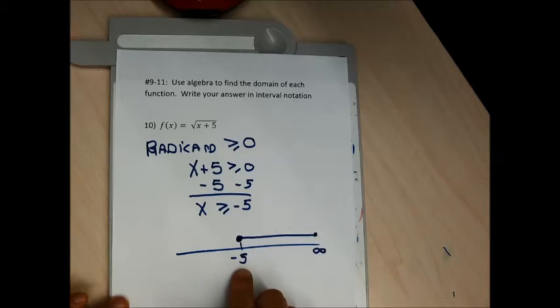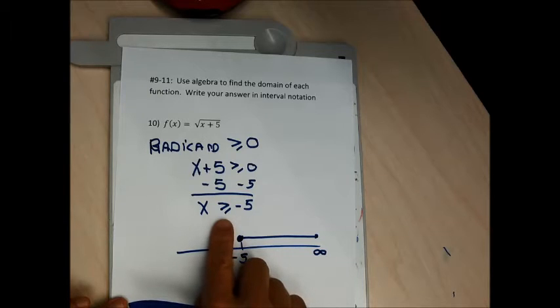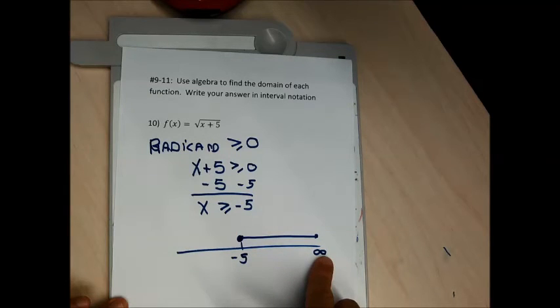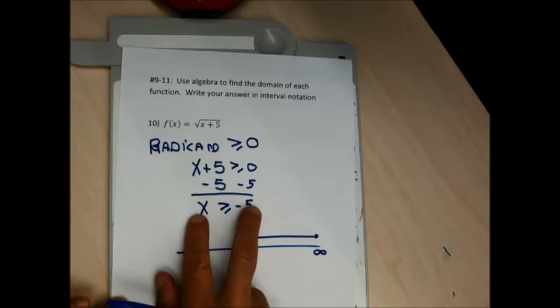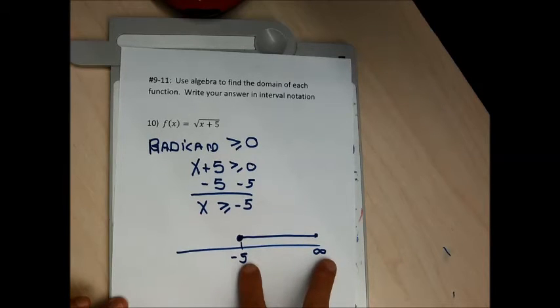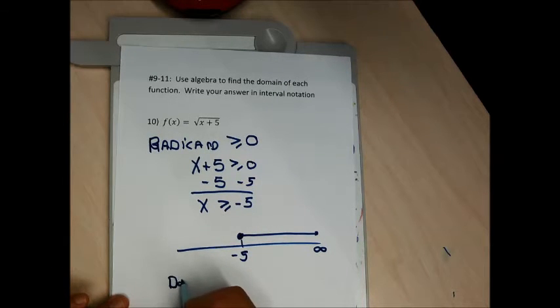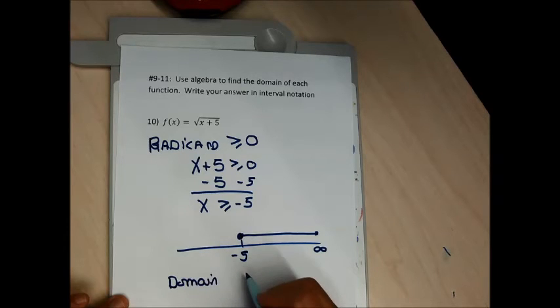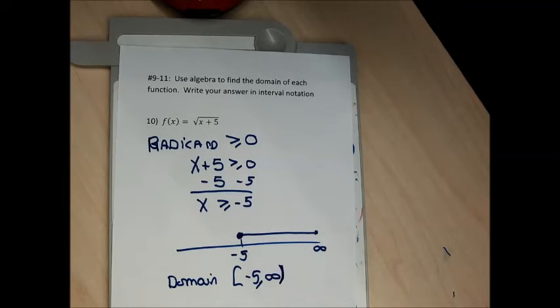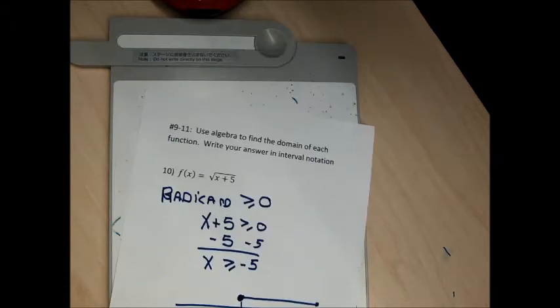The domain's going to have a square bracket on the -5 because of the or equal to, and it's going to go to infinity, and infinities have round brackets because this is x is greater than or equal to -5 written on a number line. So the domain for problem 10 would be the interval -5 to infinity. So finding the domain of a fraction is completely unrelated to finding the domain of a square root. But both have algebra to do.